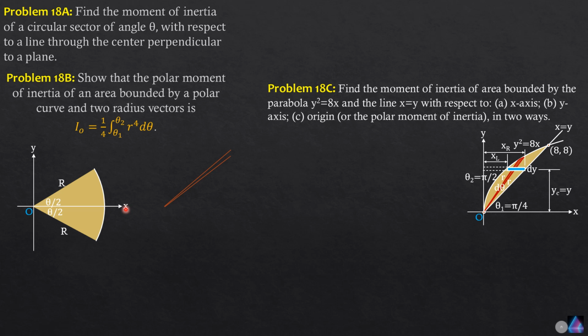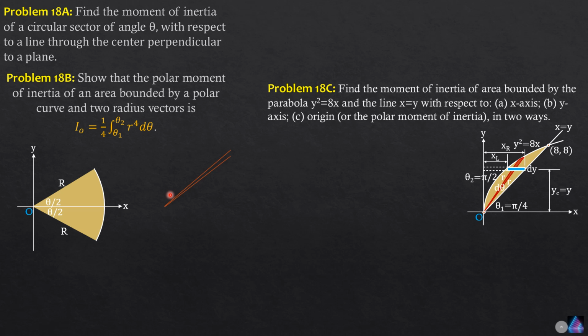So, moment of inertia of a circular sector of angle theta with respect to a line through the center perpendicular to a plane. And in the second part, show that the polar moment of inertia of an area bounded by a polar curve and two radius vectors is given by that expression. And this is the third application of the results here, especially this part here.